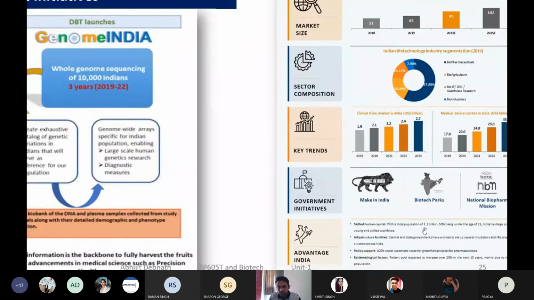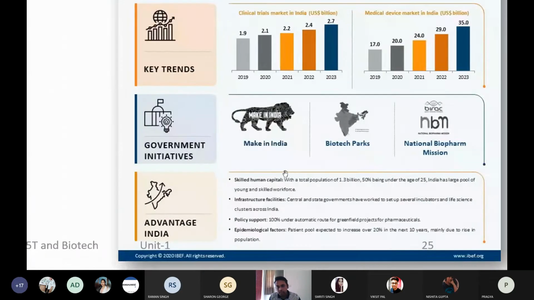When I say skilled human capital, I am trying to highlight you, because you people are doing this B Pharma course so that you can learn and get skilled. After completing this B Pharma course, you can also go to work as a workforce in the biotech field. That's why India right now has skilled human capital.